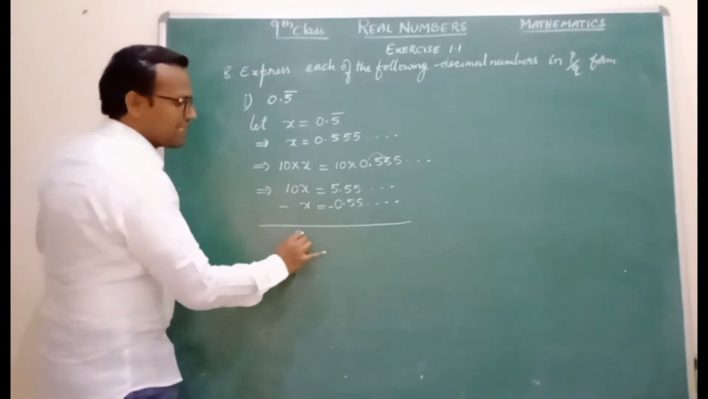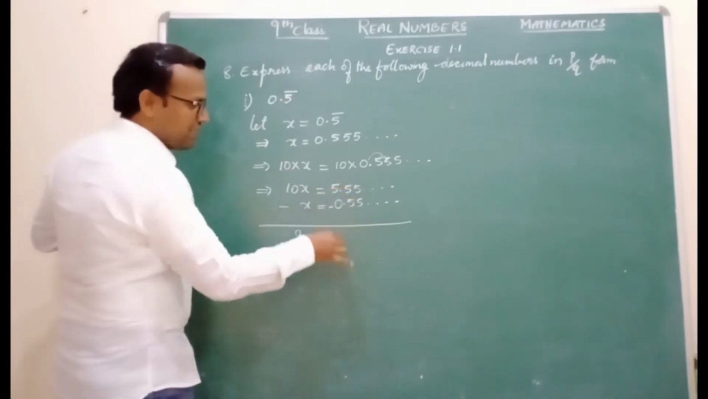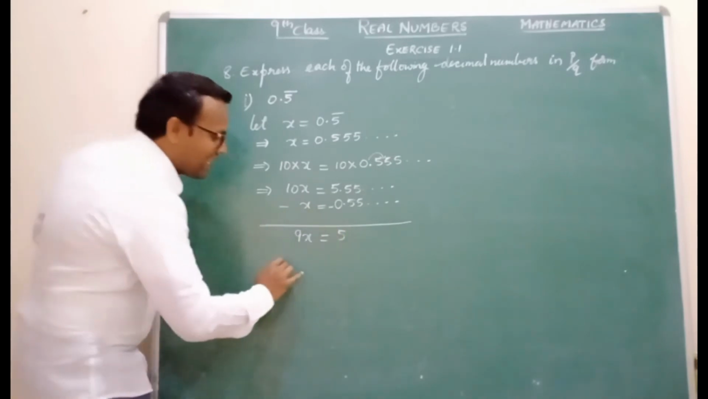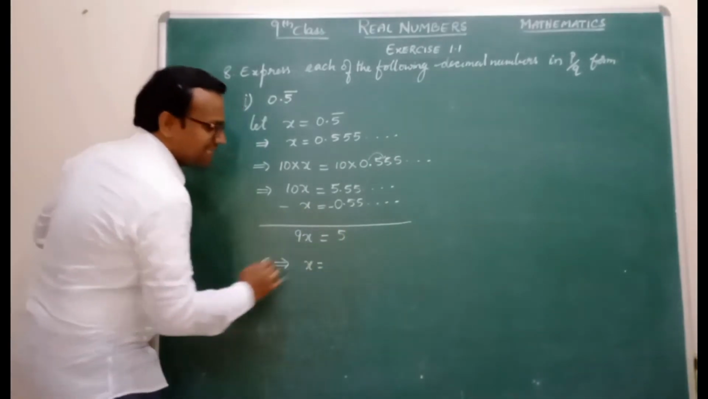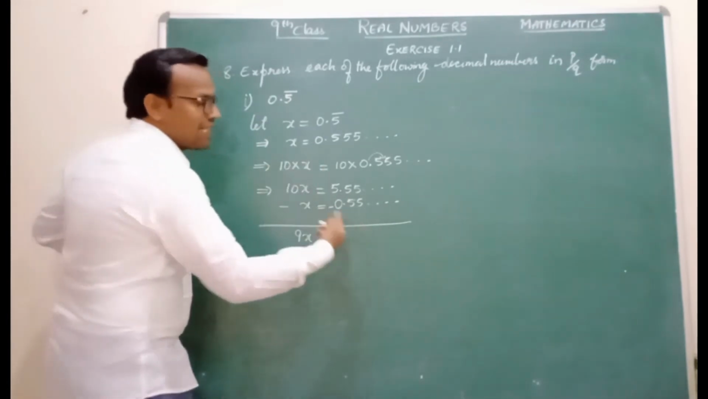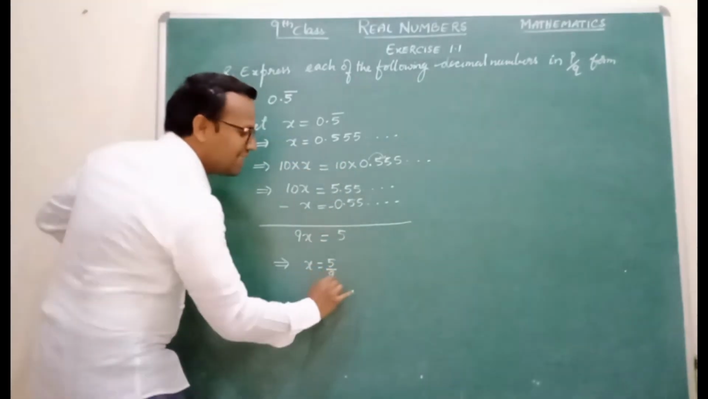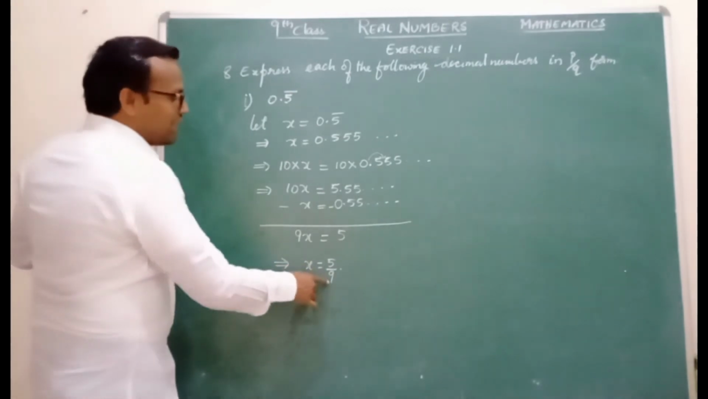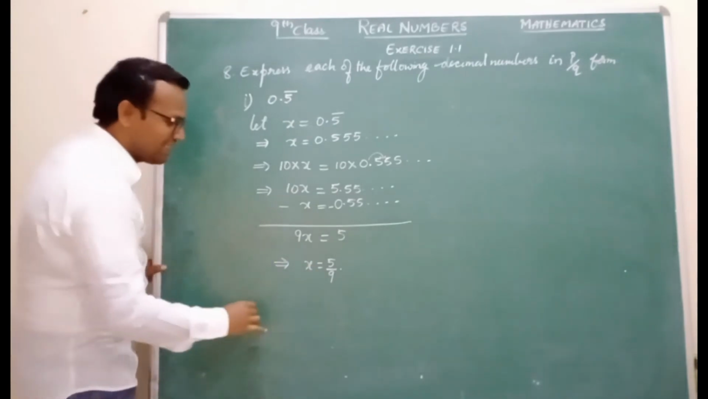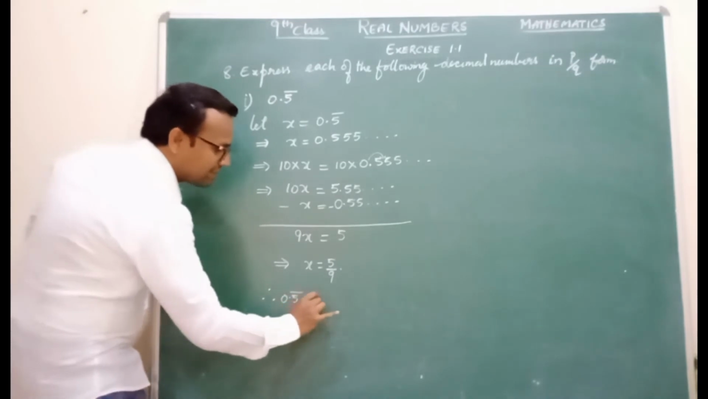10x minus 1x is nothing but 9x. Here 5 minus 5 is 0, 5 minus 5 is 0, 5 minus 0 is 5. So 9x is equal to 5. Then only 1x is equal to, if we transpose the 9 to the right side, other side by 9. So it becomes 5 by 9. So x value is 5 by 9. X is actually 0.5 bar. So 0.5 bar is nothing but 5 by 9. Therefore 0.5 bar is nothing but 5 by 9.